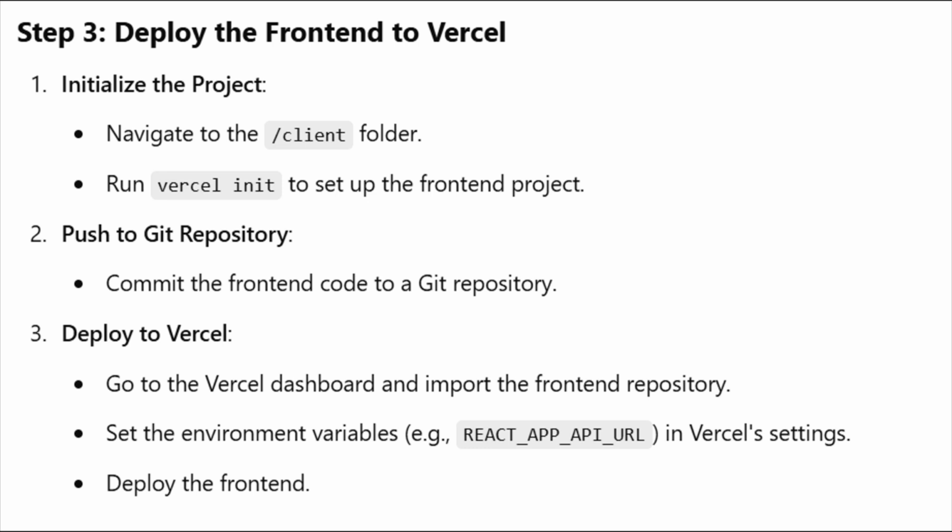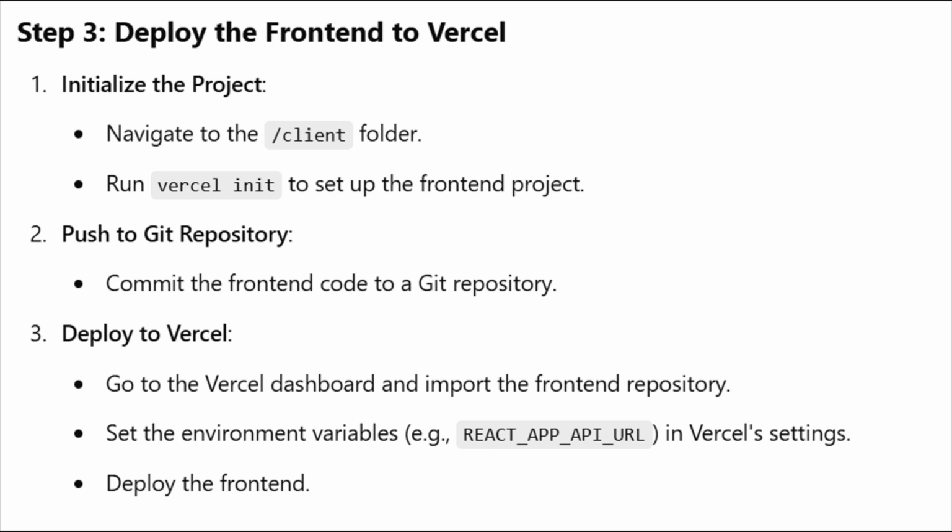Step 3. Deploy the frontend to Vercel. Initialize the project. Navigate to the /client folder. Run vercel init to set up the frontend project. Push to Git repository. Commit the frontend code to a Git repository.